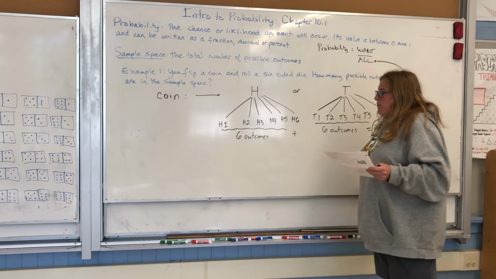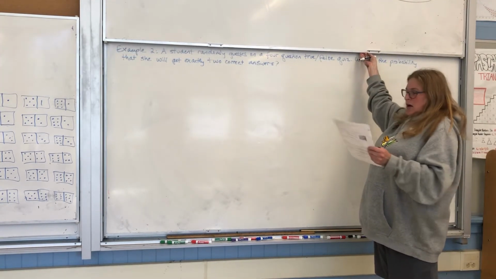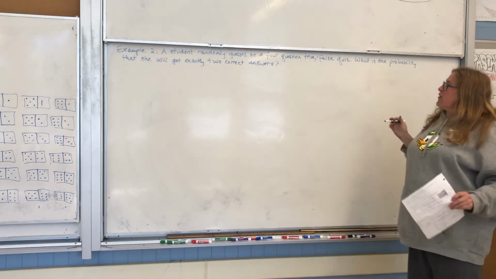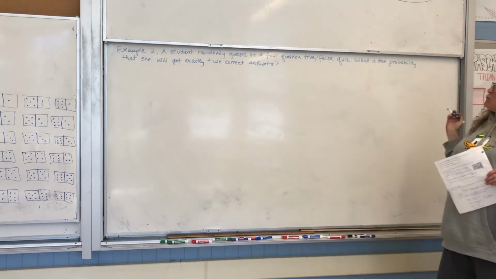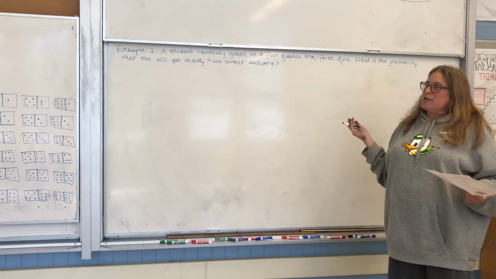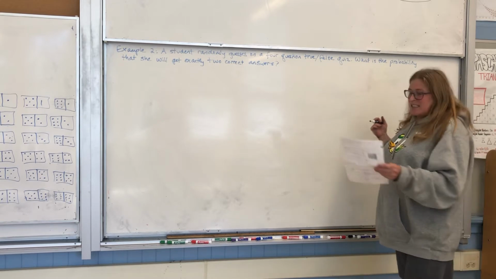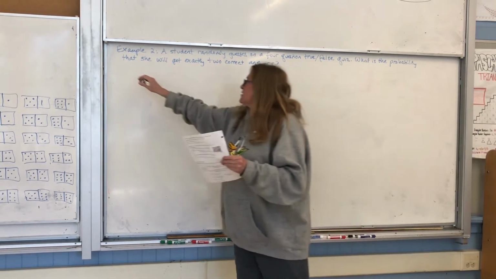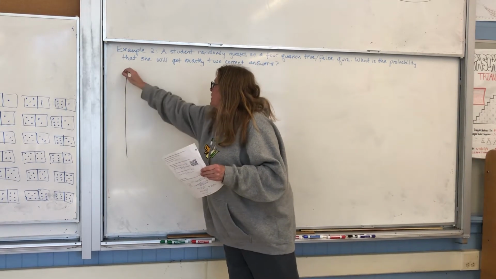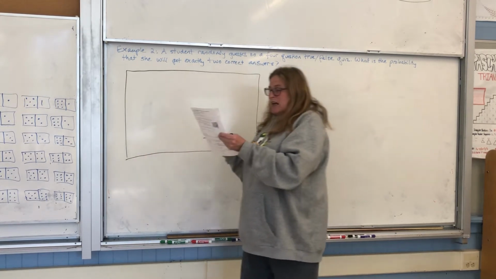Okay, so let's do a problem on actual probability. Let's say I've got a student and the student randomly guesses on a 4-question true or false quiz. Clearly the student didn't study. What is the probability that she will get exactly 2 correct answers? So let me draw the table. We're going to step this out.